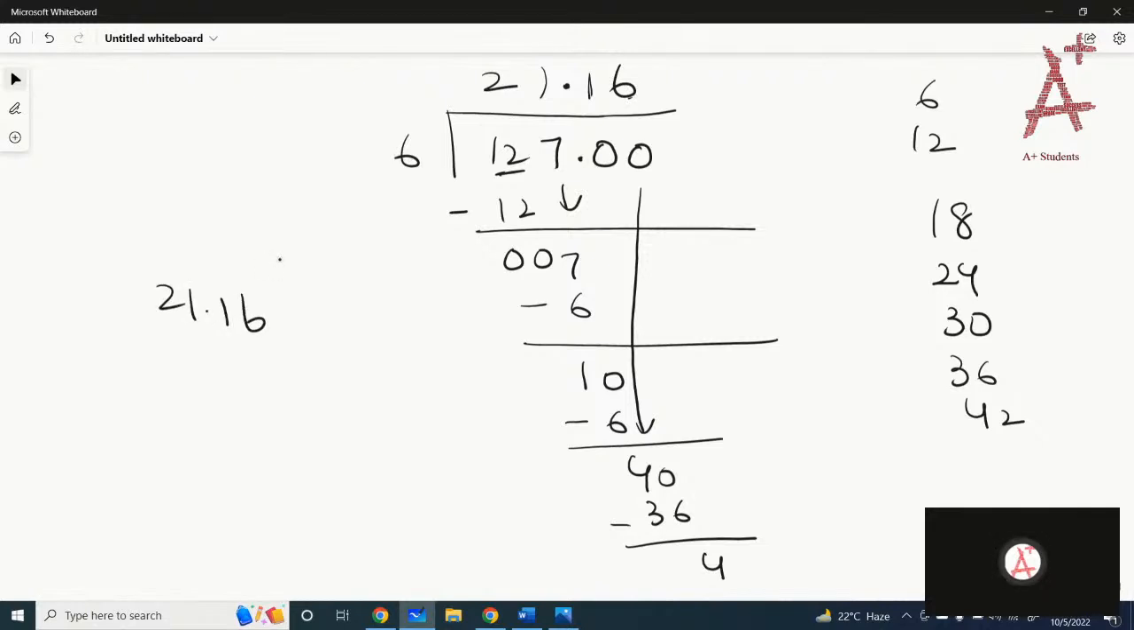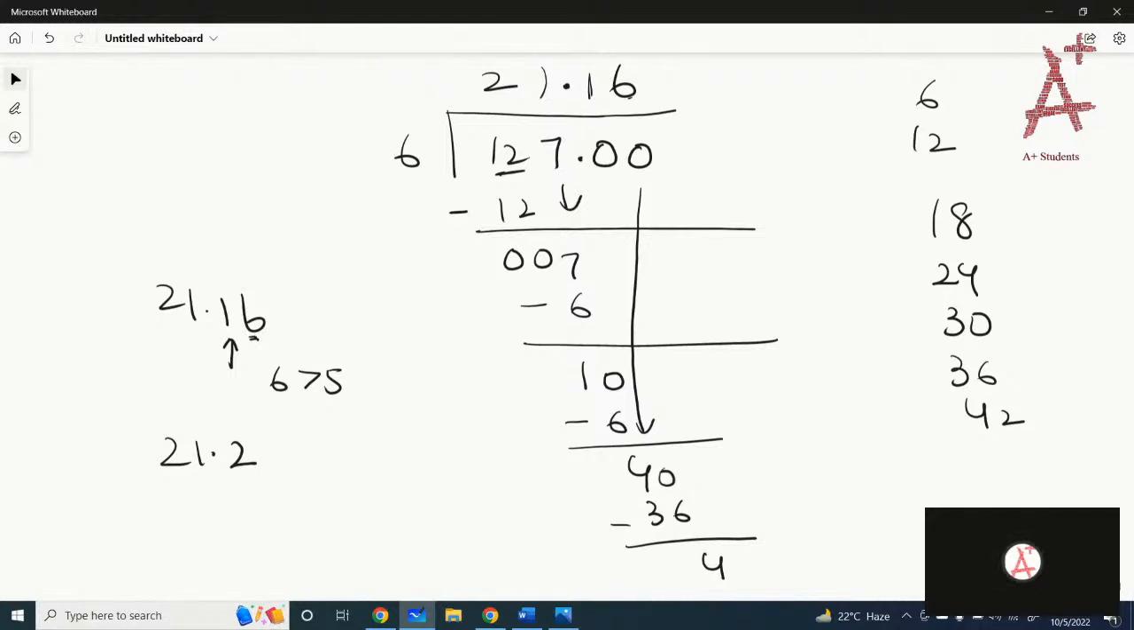Now you have to round off the digit to the nearest tenth. Here 1 is at the 10th position. Just look at the digit right after the 10th position. 6 is greater than 5. That means you have to round up. Round up means you have to add 1 to this digit. So it is 21.2. Got it? That means when you divide 127 by 6, it will be 21.2. Got it?